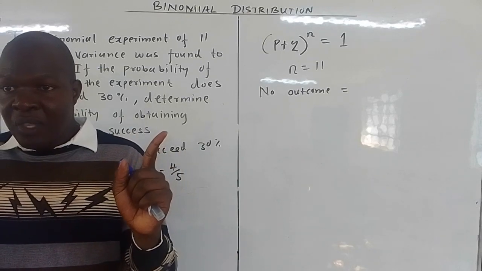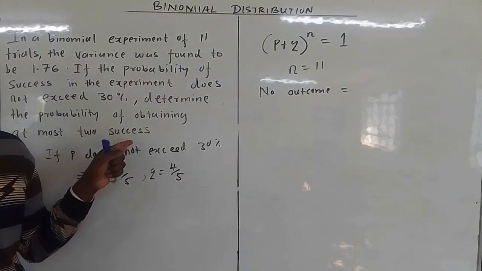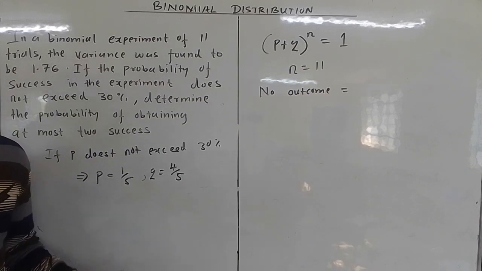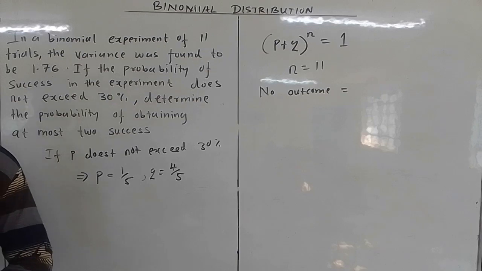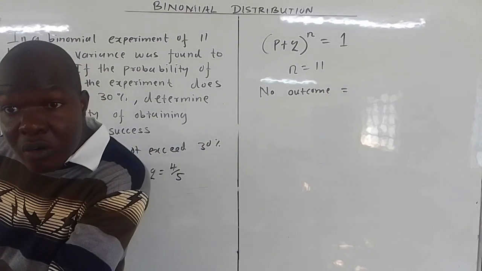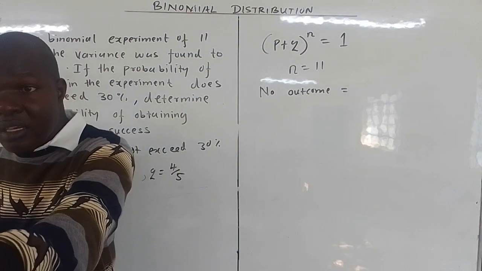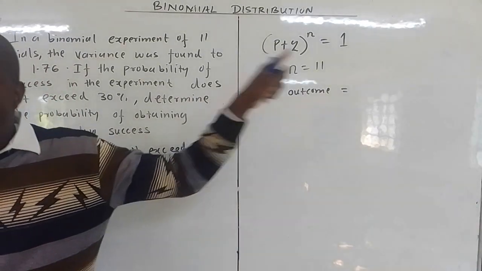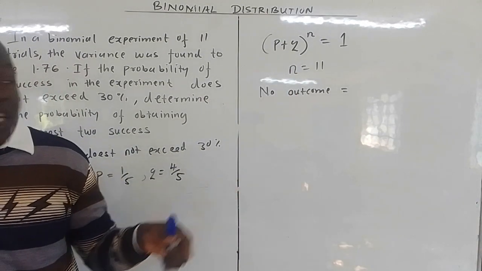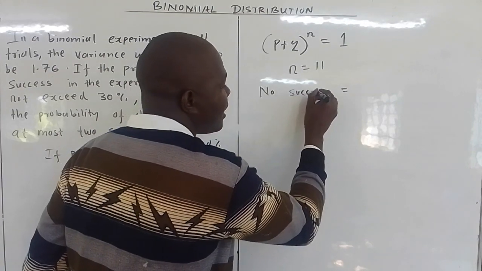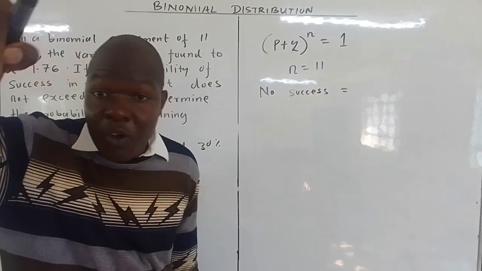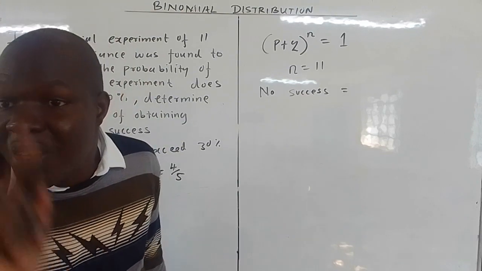Are we together? So when they say at most 2 successes and P is defining success, then we are looking at the power of P. Is that understood? Because there are instances when Q also has a power of 0, but we are not interested in the failure, isn't it? So at most 2 successes, no outcome, because this outcome is what is defining success. So instead of saying no outcome, you can talk of no success. Success is the power of P. So no success is when the power of P is 0.